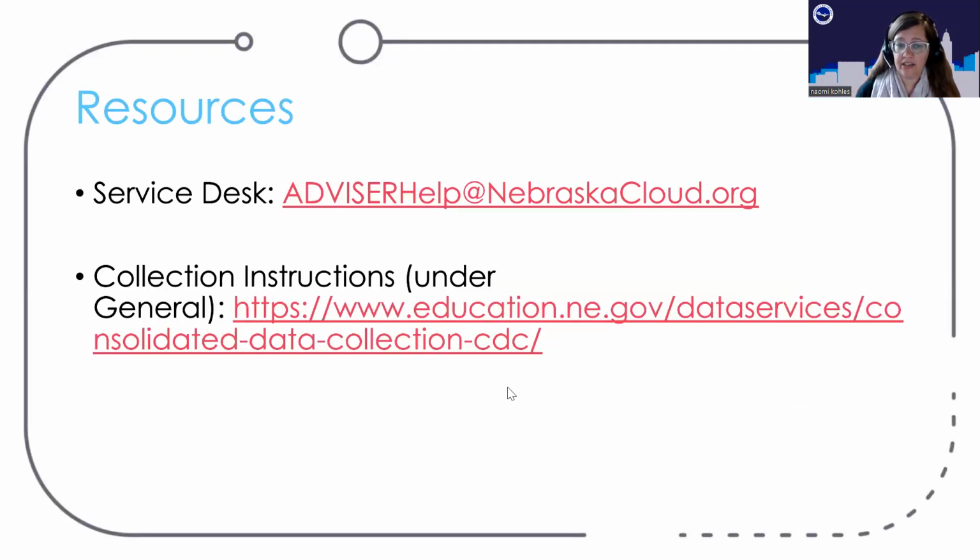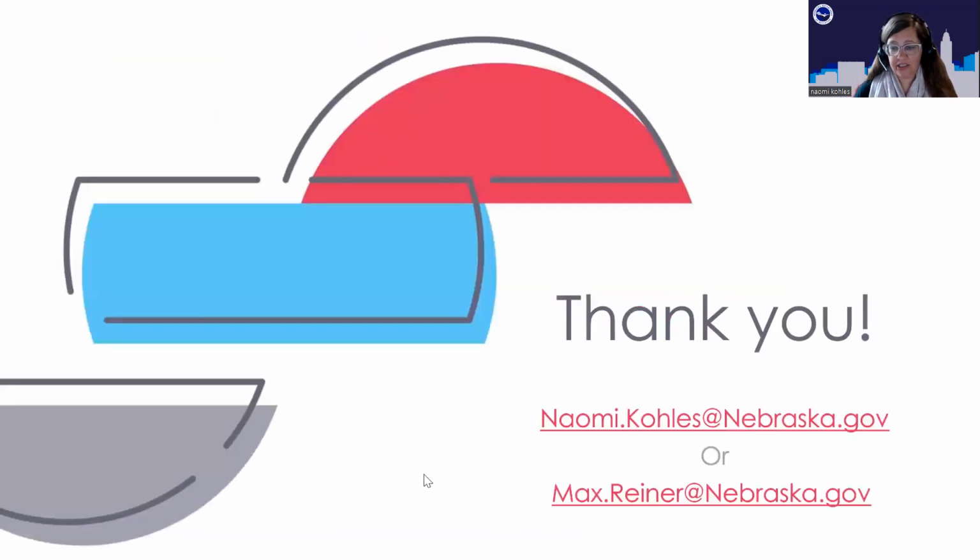There are some collection instructions. They can be found through this web link, but also within the CDC itself, within the collection. And then most importantly, the service desk and our email address is advisorhelp@nebraskacloud.org. We are always available to answer any questions that you may have about the ESU District System School Information Report. So please email us if you have any other questions.